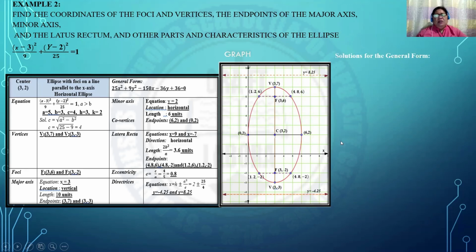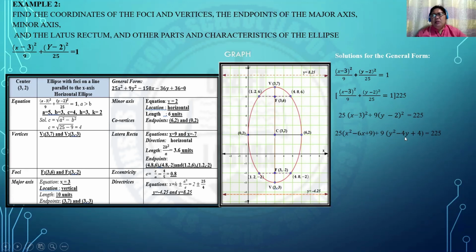And to solve for the general form of the equation of the ellipse using the given standard form, all you have to do is multiply by 225. Multiplying by 225, 225 divided by 9 is 25. 225 divided by 25 is 9. And 1 times 225 is 225. Then square this. The square of x minus 3 is x squared minus 6x plus 9. The square of y minus 2 is y squared minus 4y plus 4 equals 225.